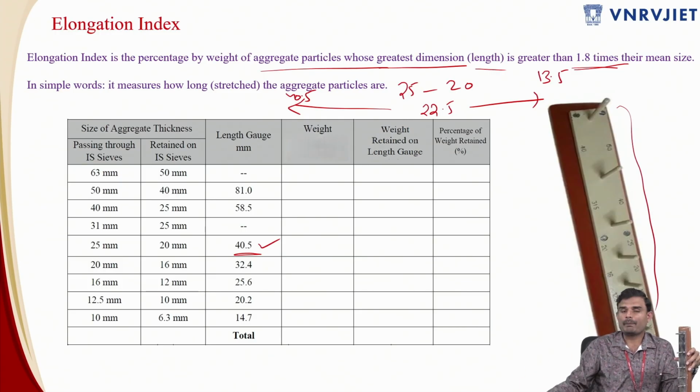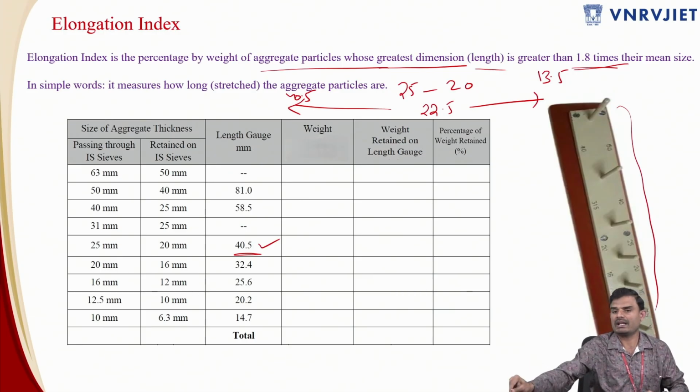This is the importance: when these aggregate particles, either flaky or elongated, are used in construction, they are going to break very easily. They are going to form weak bonds and reduce the strength of these pavements. So we have to be very, very particular while calculating the flaky and elongated particles.